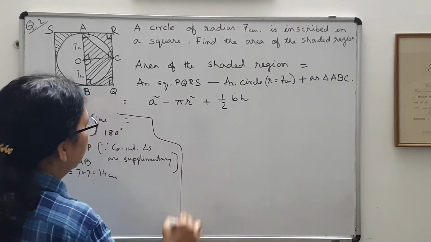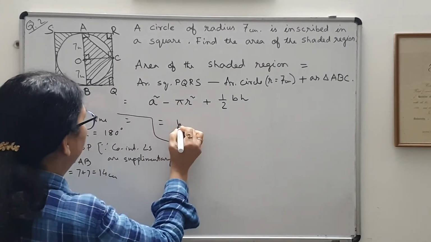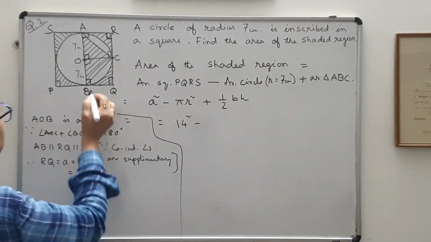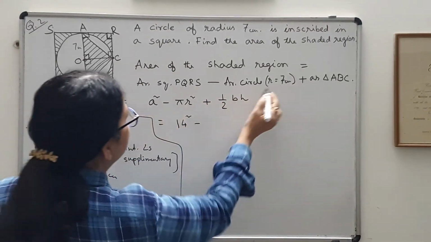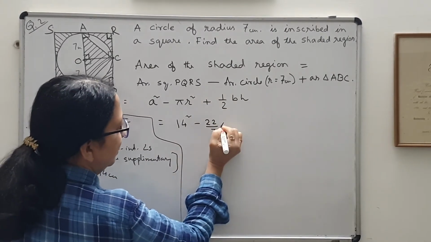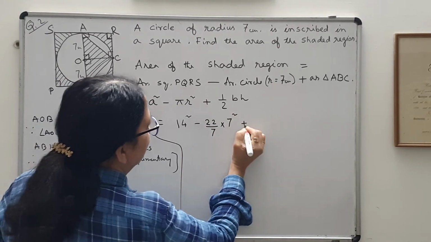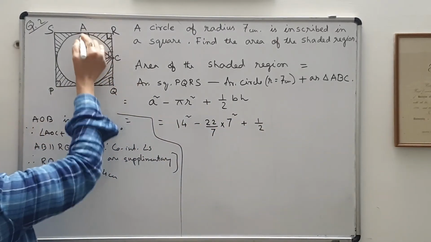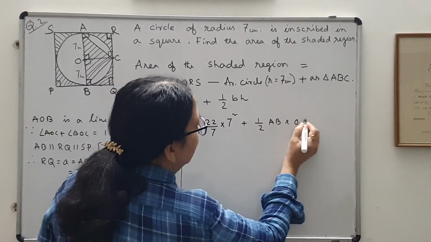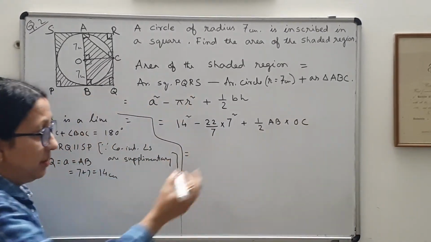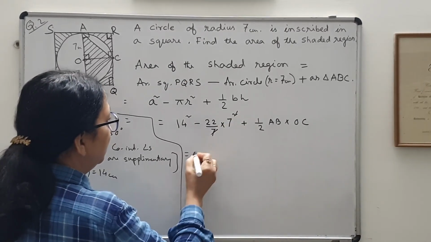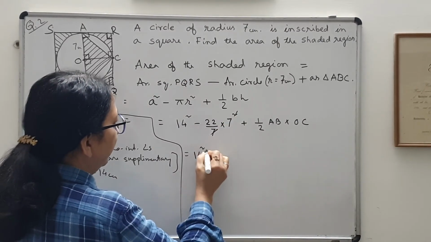So now here I can write: area is 14 square minus pi r square, what is r? r is 7. So obviously I'll be taking the value of pi to be 22 by 7, plus half base. Base is AB and the altitude is OC. Now I've put the values. Now I'll see how to do the calculation. This 7 is going to cancel. So let me write 14 square minus.